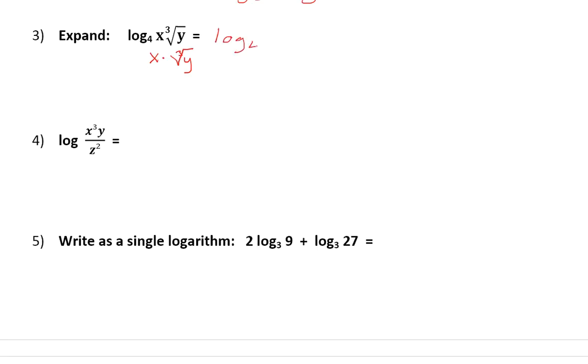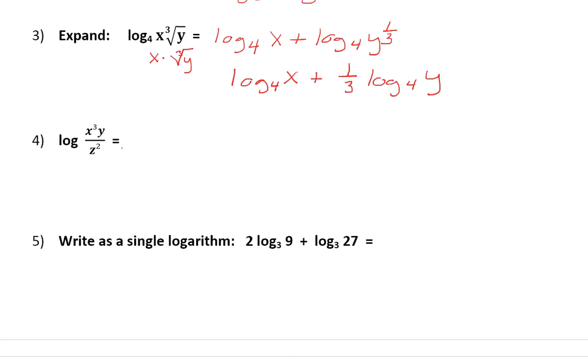So we have log base 4 of x plus log base 4 of y to the 1/3 power. So now we just have one step left of taking this exponent of 1/3 and putting it in front of the log. So then the final expanded answer would be log base 4 of x plus 1/3 times the log base 4 of y.